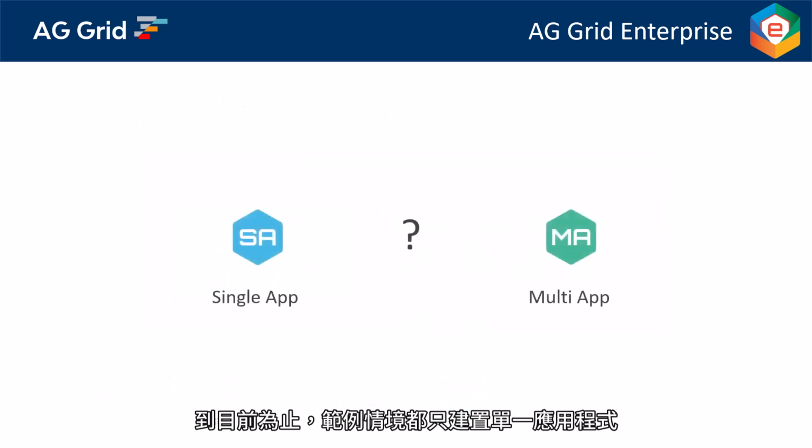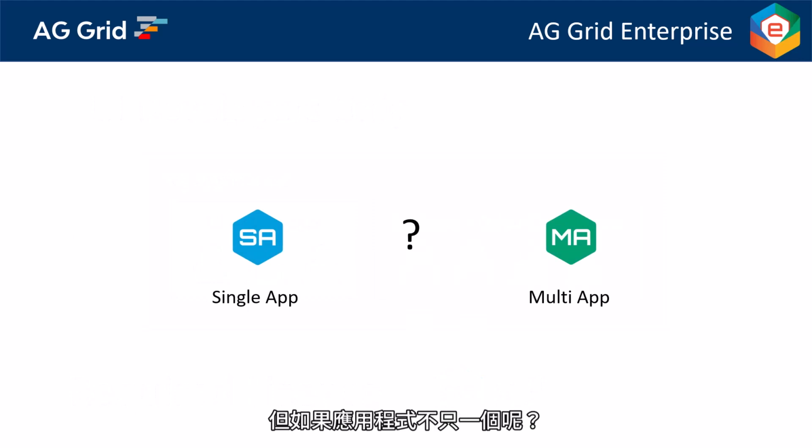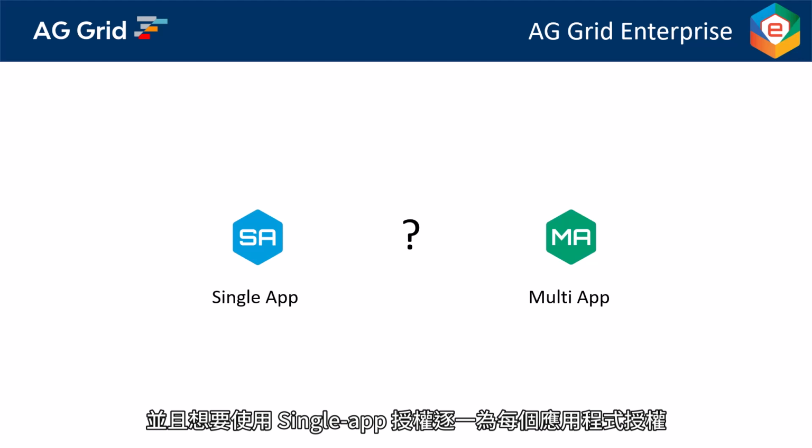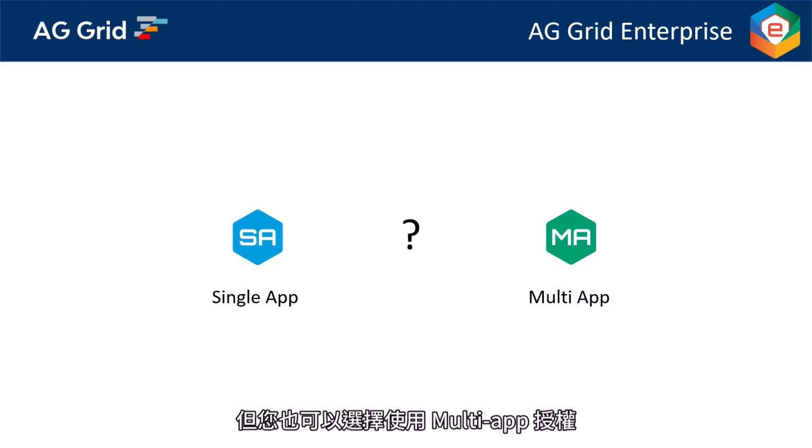So far, we've considered building just one application. But what if you have more than one application? If you have many applications and want to license them all individually with single app licenses, that's totally fine. However, you also have the option to use multi-app license.